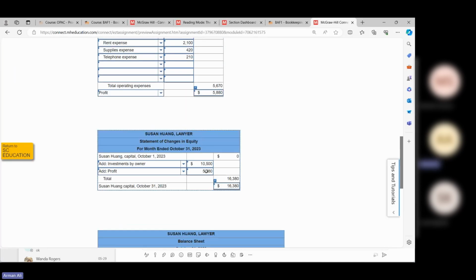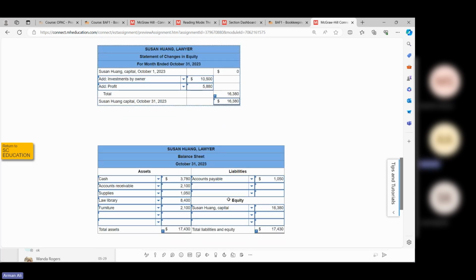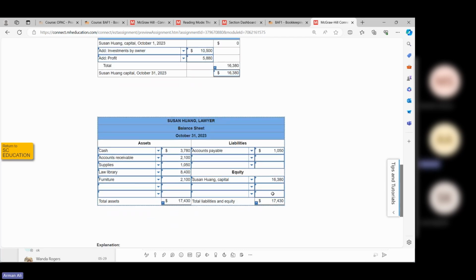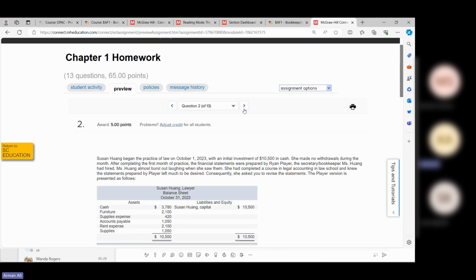580, it comes here, 5880. We add it, we get this amount 16380, and then this amount 16380 would go and form part of your balance sheet on the equity side. And that is how you would balance your balance sheet, debit and credit. And all you have to do in this one is just identify, drop down, identify. That's it. I don't think we can do anything with this. Yeah, we cannot. So that is now your income statement, equity, and balance sheet.